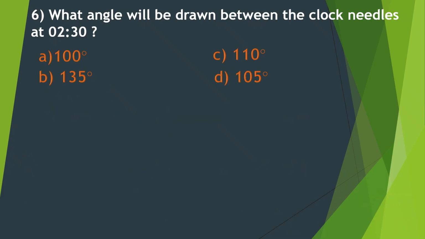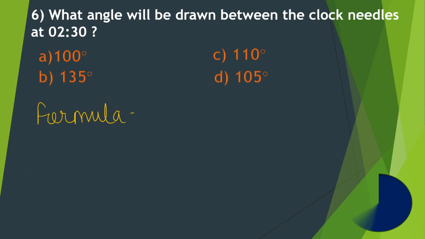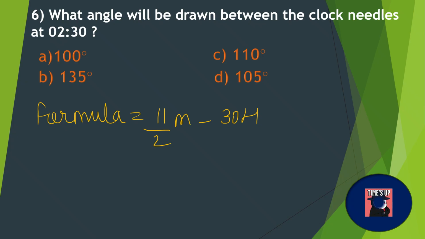Sixth question on your screen and your timer starts now. What angle will be drawn between the clock needles at 2:30? 2 hour 30 minutes. I'll write the formula for you all. Formula says 11 by 2 minutes minus 30 hours. Solve it. It's very simple. You need to just insert the numbers, the hours and the minutes. Time's up.